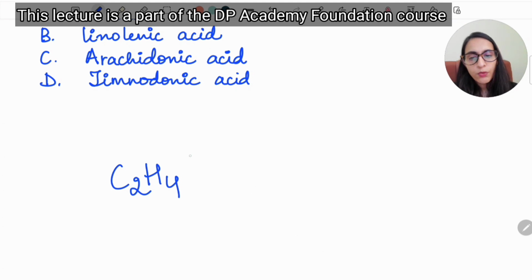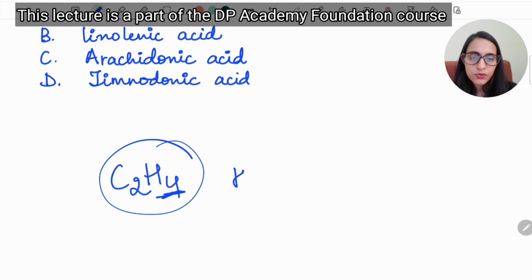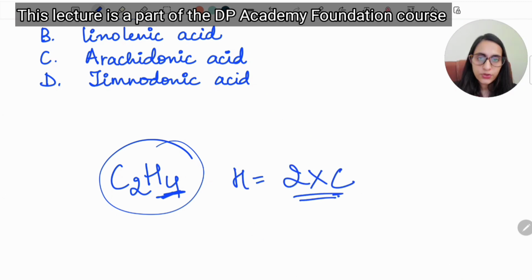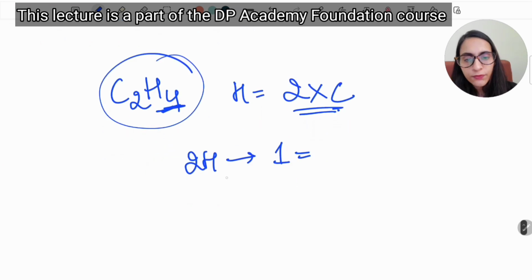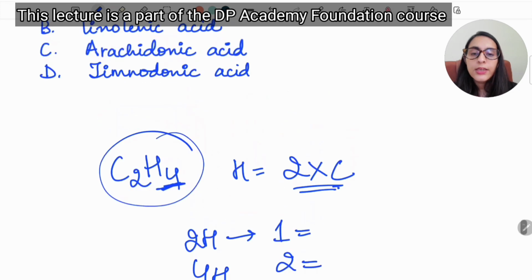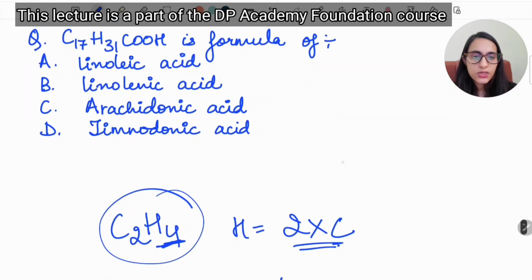So, and this is one thing, hydrogen atoms are going to be twice the number of carbon atoms. So hydrogen is equal to twice the number of carbon atoms for a saturated fatty acid. Now if you make a double bond, then 2 hydrogens are lost to make 1 double bond. So if there are 2 double bonds, that means 4 hydrogens are less. Now if you have a look at the structure, which is C17H31COOH.